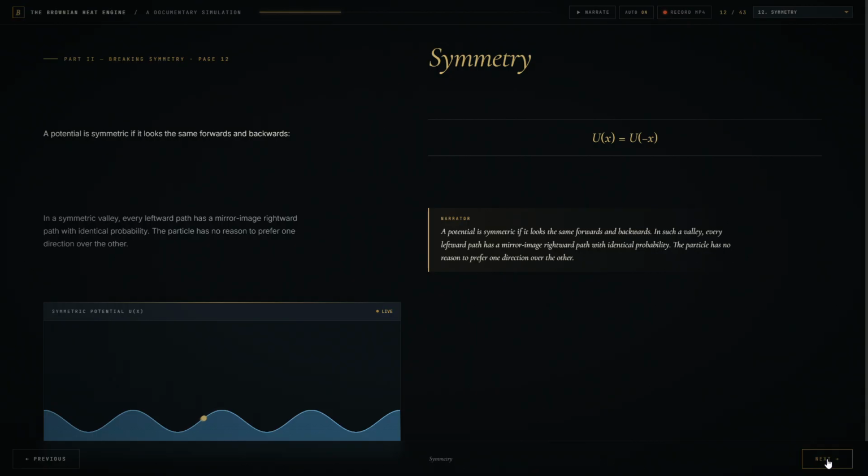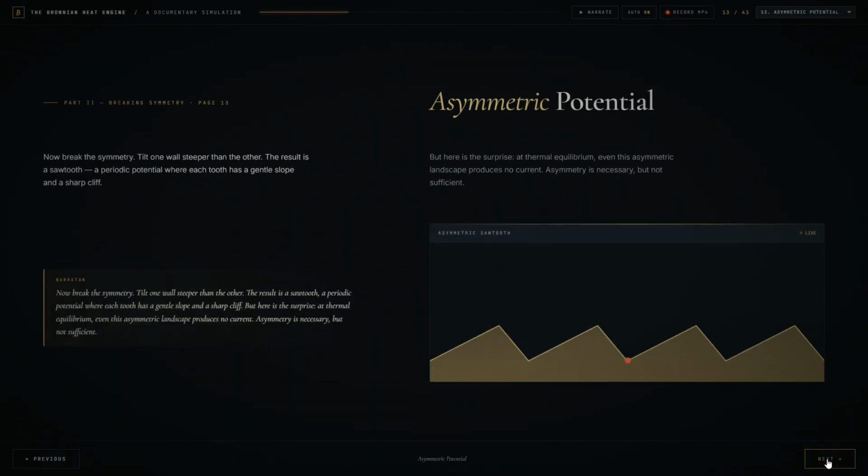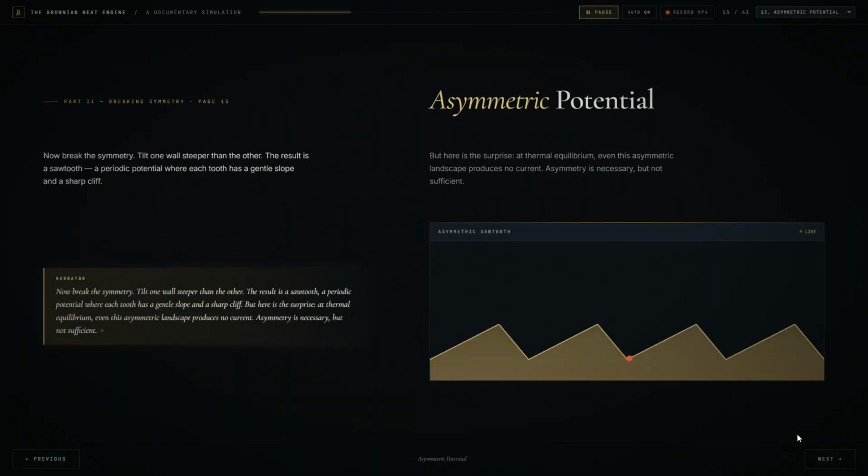Now break the symmetry. Tilt one wall steeper than the other. The result is a sawtooth, a periodic potential where each tooth has a gentle slope and a sharp cliff. But here is the surprise: at thermal equilibrium, even this asymmetric landscape produces no current. Asymmetry is necessary, but not sufficient.